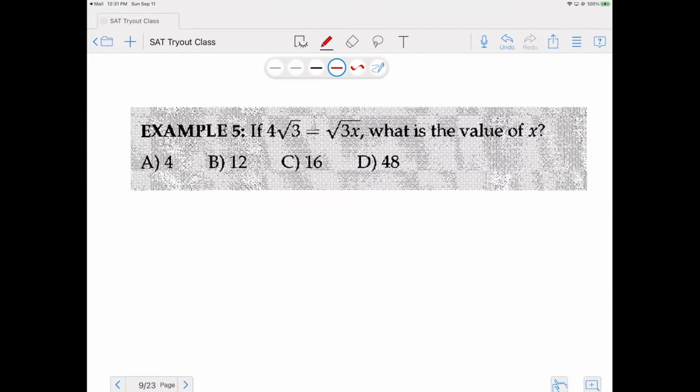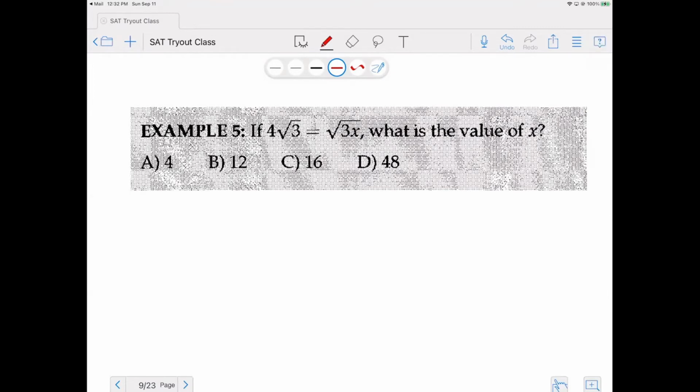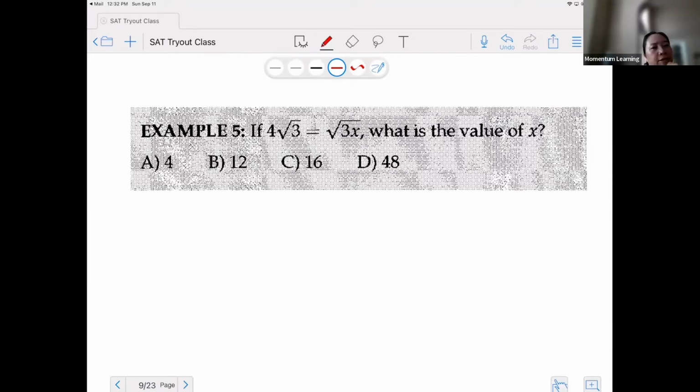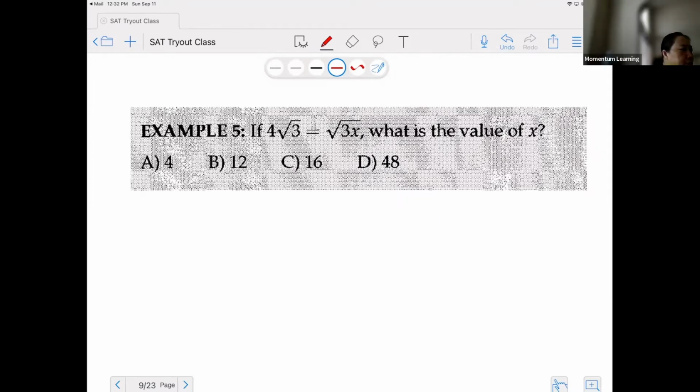So I moved the 4 inside the square root sign. 4 squared is 16, and 16 times 3 is 48. And then since we already have a 3 inside, we just have to do 48 divided by 3, which is 16. So it's C. Excellent. Let me repeat. Did you move 4 inside the square root, right? Yeah.